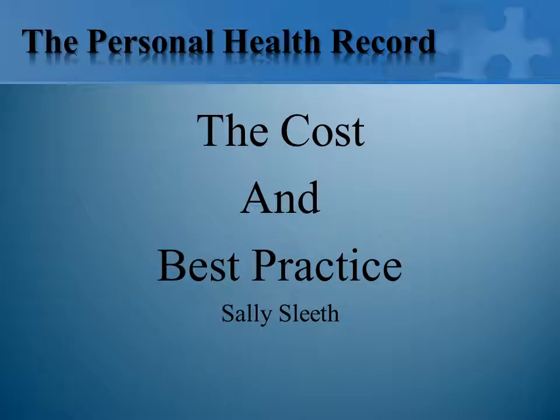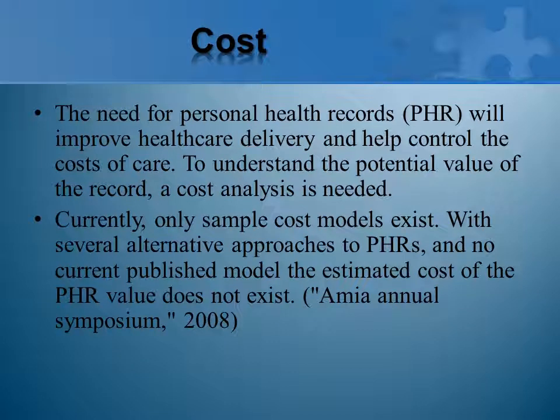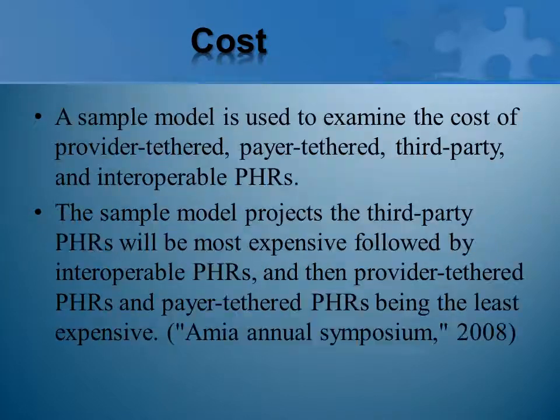The Personal Health Record, The Cost and Best Practice by Sally Sleeth. Cost. The need for personal health records will improve healthcare delivery and help control the cost of care. To understand the potential value of the record, a cost analysis is needed. Currently, only sample models exist. With several alternative approaches to PHRs and no current published model, the estimated cost of the PHR value does not exist. A sample model is used to examine the cost of provider-tethered, payer-tethered, third-party, and interoperable PHRs. The sample model projects the third-party PHRs will be most expensive, followed by interoperable PHRs, and then provider-tethered PHRs, and payer-tethered PHRs being the least expensive.